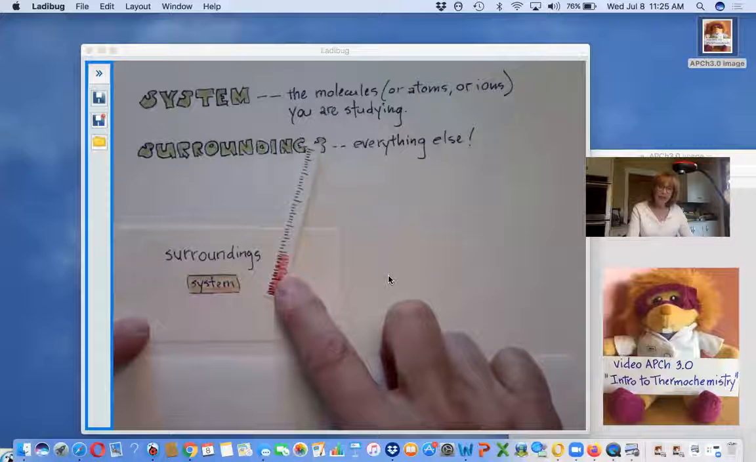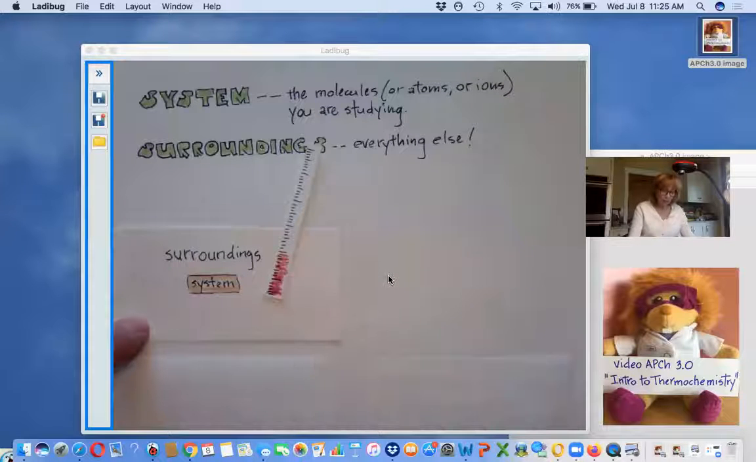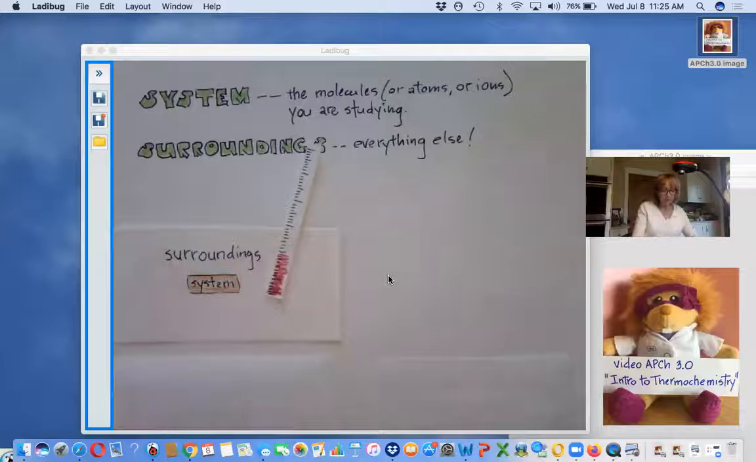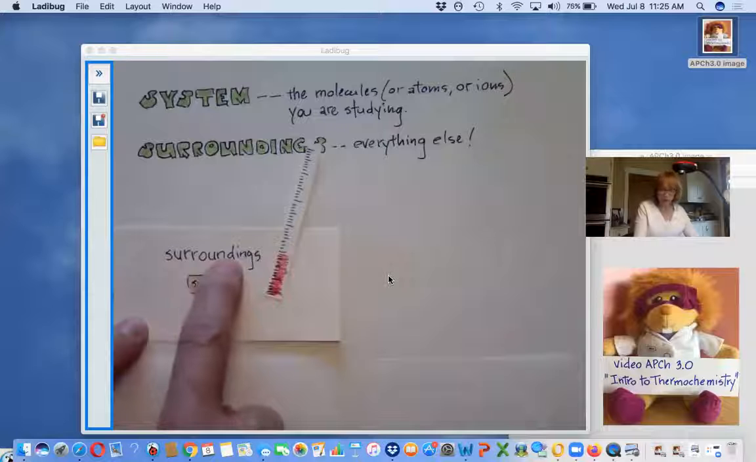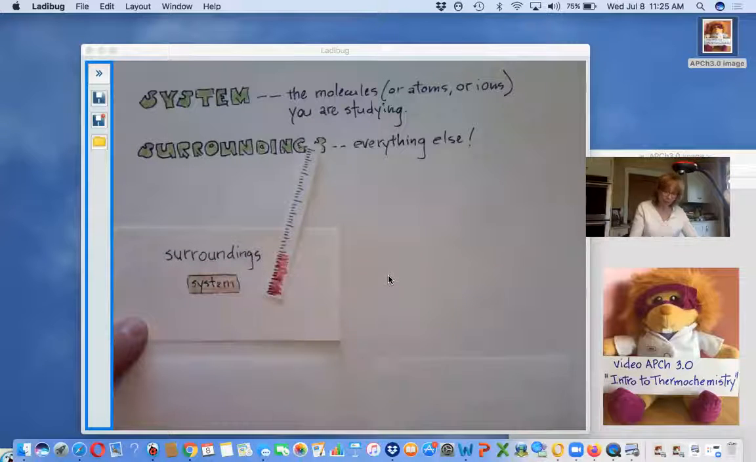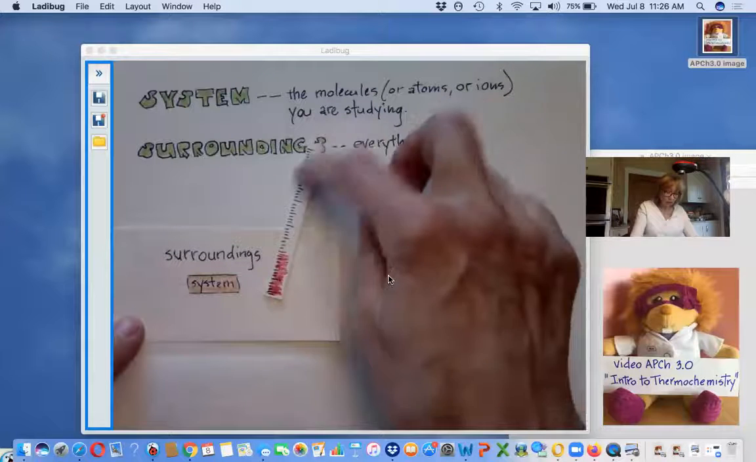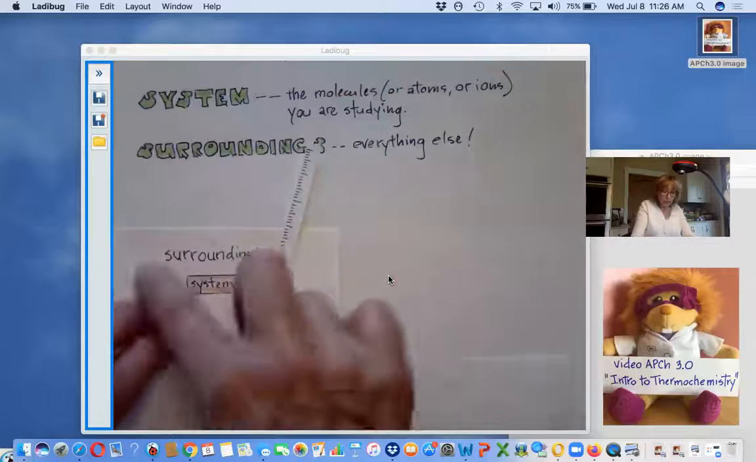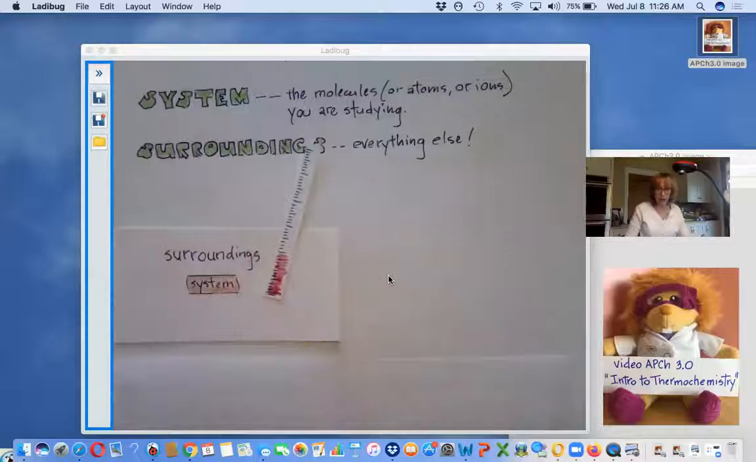starting temperature. Now, here's the first thing I want to point out. When you put your thermometer into where the change is happening, that thermometer is going to be measuring what the surroundings are doing. Your thermometer or your temperature probe cannot possibly be inserted so that it is only touching the system molecules. That just can't happen. So in goes the thermometer into the whole thing, and it's going to be recording what the surroundings are doing.